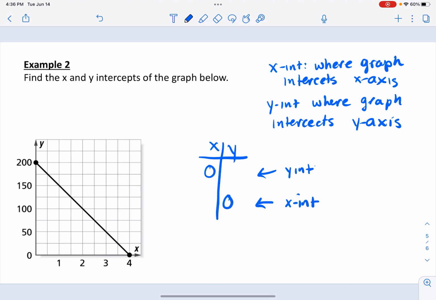So let's look at this point here. That point, that's my x-intercept. The coordinates of that point are 4, 0. So my x-intercept is 4, 0. My y-intercept up here, x is 0. My y is 200. That's my y-intercept.